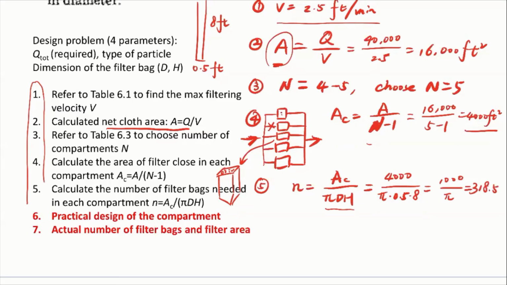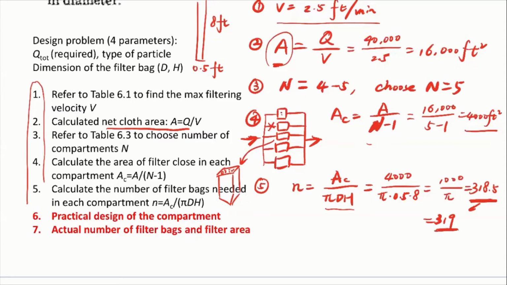Okay. So we know that we cannot just use half of a filter bag in this compartment, right? So this is basically similar to the design of the ESP. We have to round it up. So if we round it up, then we have 319. Okay. So is 319 a prime number? We don't necessarily know, right? It's highly likely to be a prime number because it's not divisible by 3. It's not divisible by 2. You can try out, right? So it's not necessarily a number that can be arranged in a compartment very well.